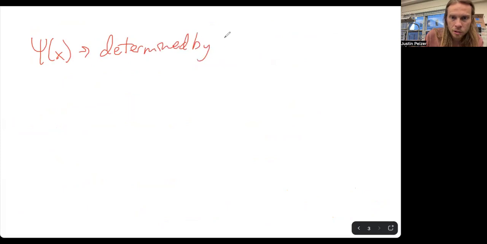So the goal is this, that the wave function is determined by the potential energy.